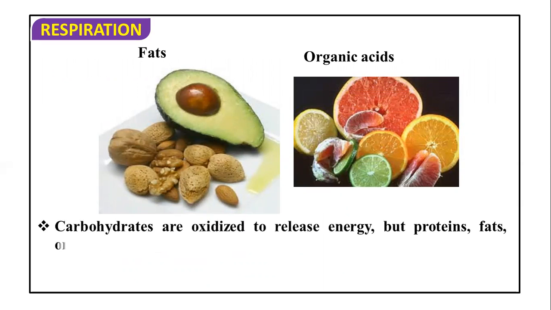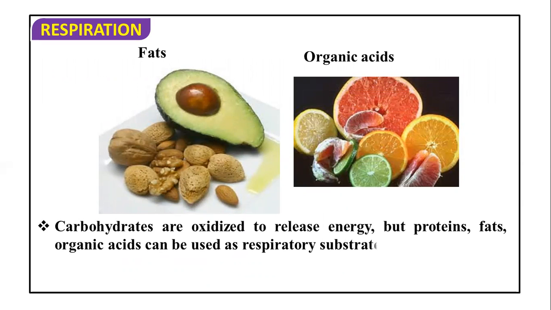Here carbohydrates are oxidized to release energy, but protein, fat and organic acids can be used as respiratory substrates in some plants. So commonly glucose, the carbohydrate, is used. But in the absence of carbohydrates, fat, protein and organic acid can be used as a respiratory substrate to get the energy. And based on the respiratory substrate which is used, respiration is of two types.